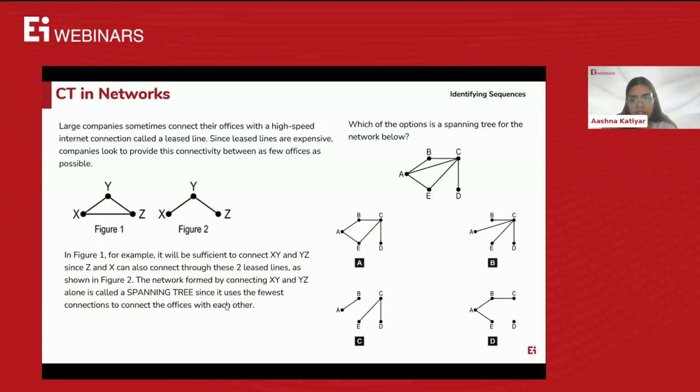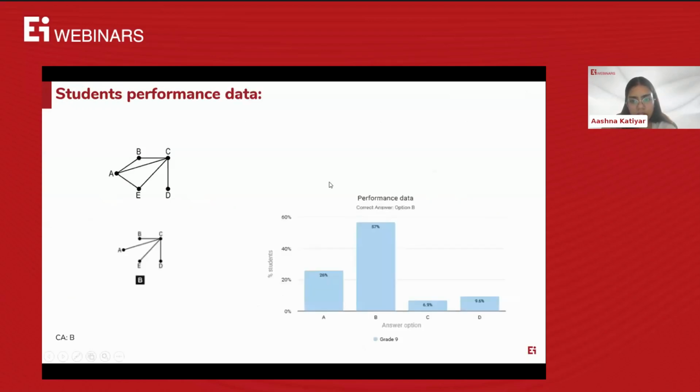So let's look at the correct answer. The correct answer is option B, because again, we are using the minimum number of connections to connect all the offices. So we can reach from office B to office E through C. Similarly, all the offices are connected to each other. So that is the correct answer.